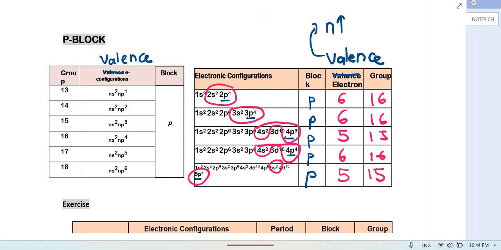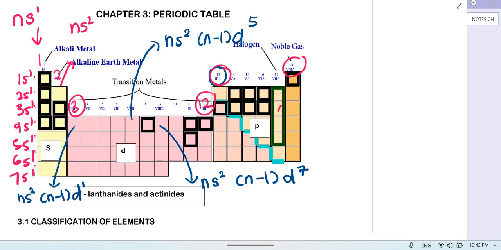Okay, so for P block elements, the general valence electronic configuration is ns2 and np1 until 6. So the maximum number of electrons that can occupy the P orbital is 6. If we look at group 17, the valence electronic configuration is ns2 np5. We need to add the number of electrons at the highest value of n, 2 plus 5, 7 valence electrons, in group 17.